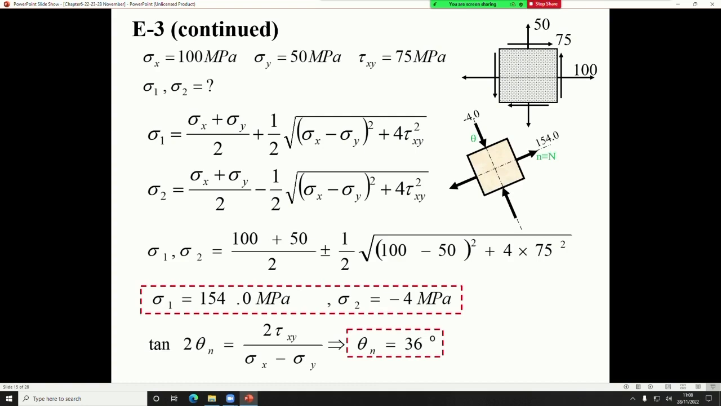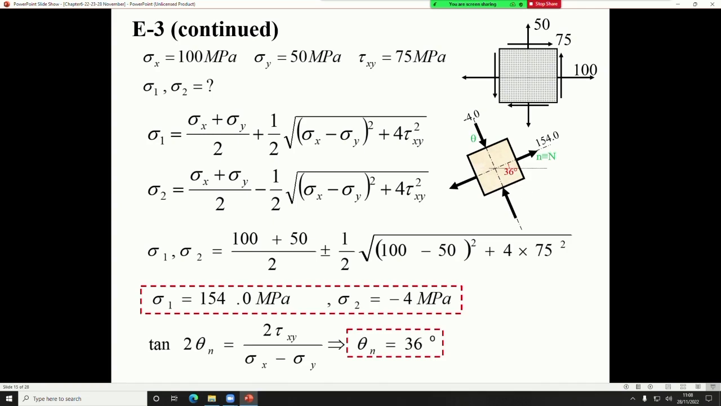So look at this element now. It has no shear stresses acting on it. It's just purely subject to normal stresses. One is 154 and the other one is minus 4. And obviously, its normal makes an angle of 36 degrees with the x-axis.